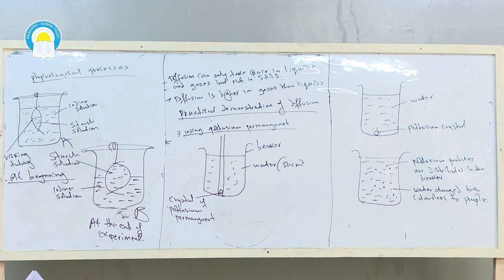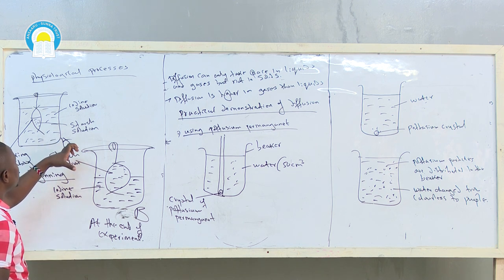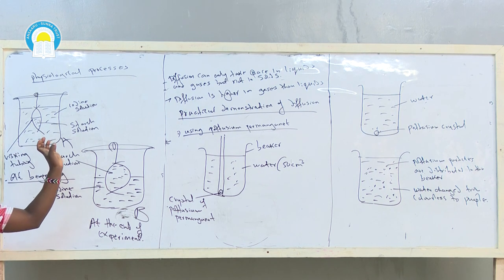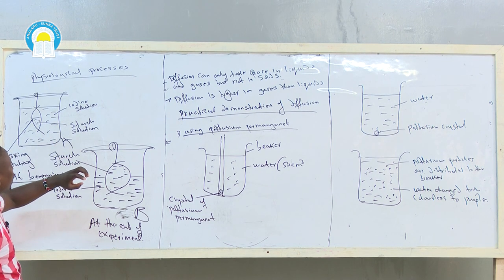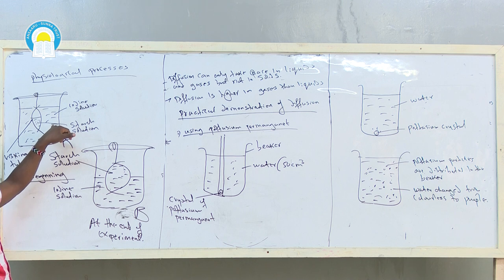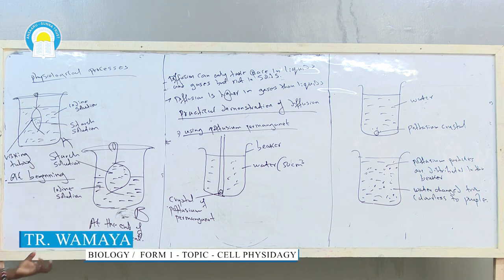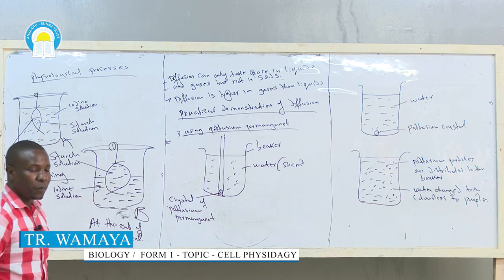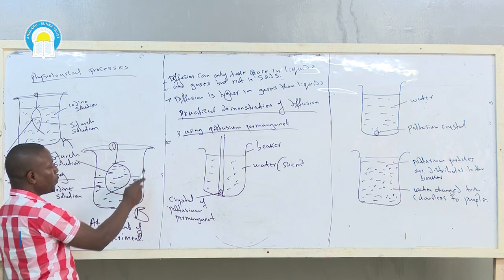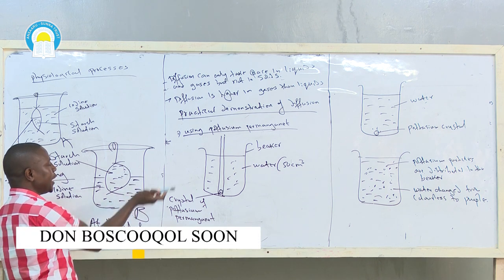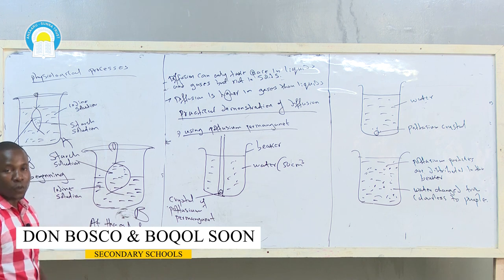Why? Because here, the starch solution inside the visking tubing and the iodine solution outside the visking tubing in the beaker, the concentration is different. So the iodine moved from a highly concentrated region to a lowly concentrated region through a semipermeable membrane. What is the semipermeable membrane here? The visking tubing. So the solution in the beaker moved from the beaker into the visking tubing.